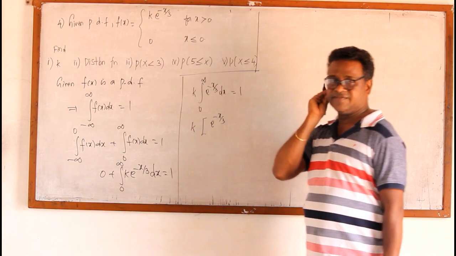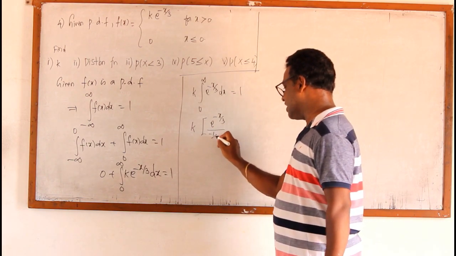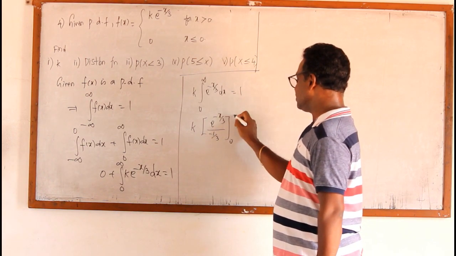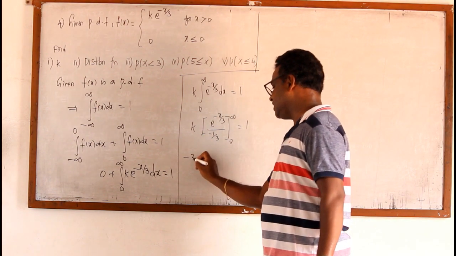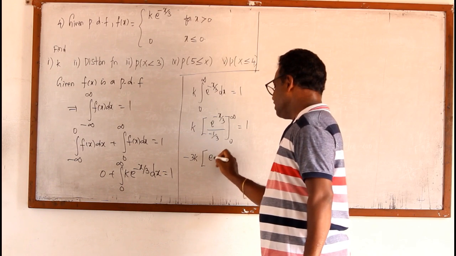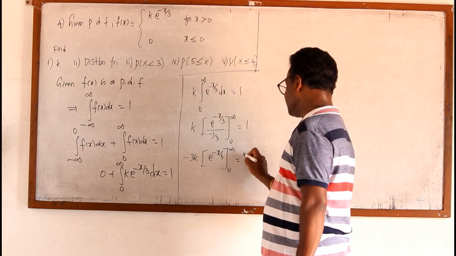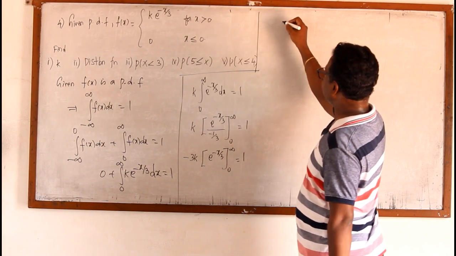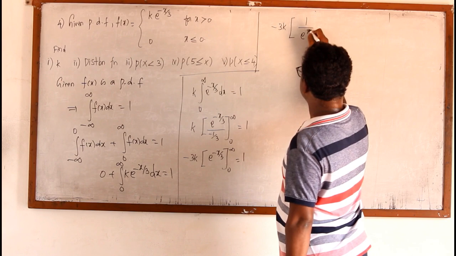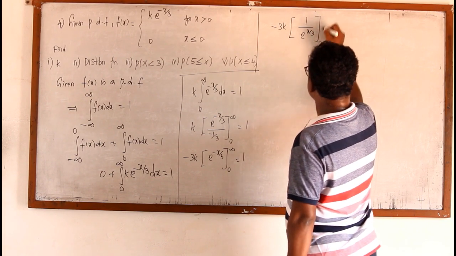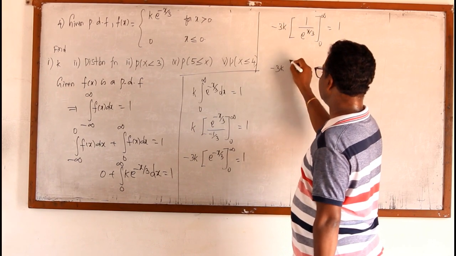The coefficient of x is minus 1 by 3, so that will divide the answer, from 0 to infinity, and this is equal to 1. Now if I take it that way, it is minus 3k into e power minus x by 3, 0 to infinity, equal to 1. Shall I write this as minus 3k into 1 by e power x by 3, 0 to infinity, equal to 1? So it is minus 3k.